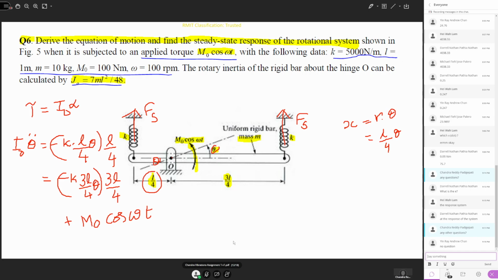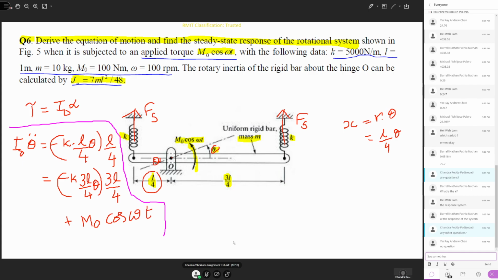Okay. So this is all. We just apply Newton's law for rotation. The net torque acting on the system is I naught theta double dot. So this net torque is equal to the sum of the moments acting on the system.